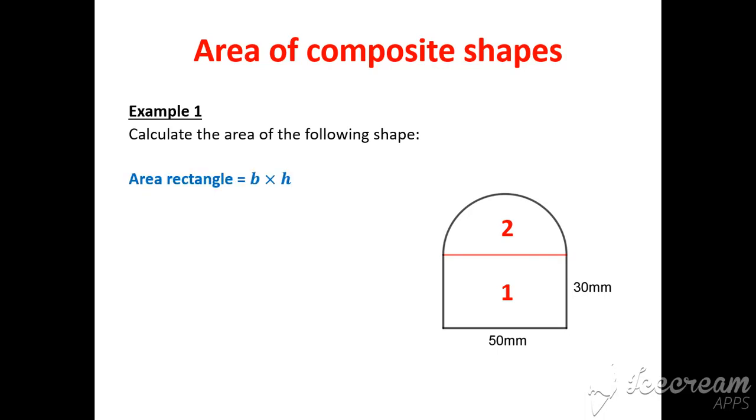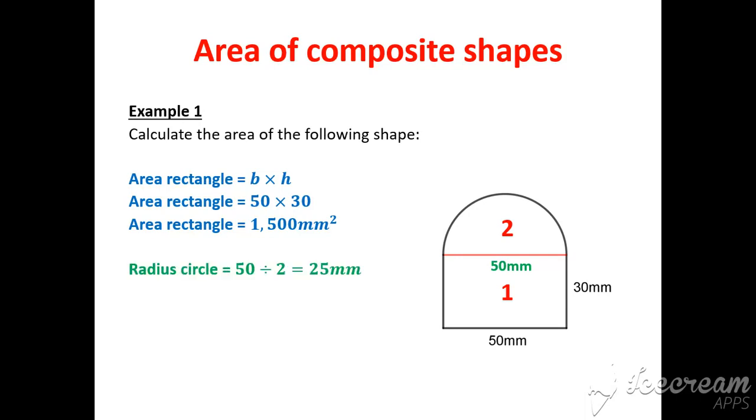All right, let's get into shape 1. Area of a rectangle, base times height, which is 50 times 30, which is 1,500 millimeters squared. Now, shape 2 has a diameter of 50, because that's the same as the base at the bottom. Now we need the radius when we do the area of a circle. So the first thing I'm going to do is work out the radius, which is 50 divided by 2. That gives me a radius of 25 millimeters.